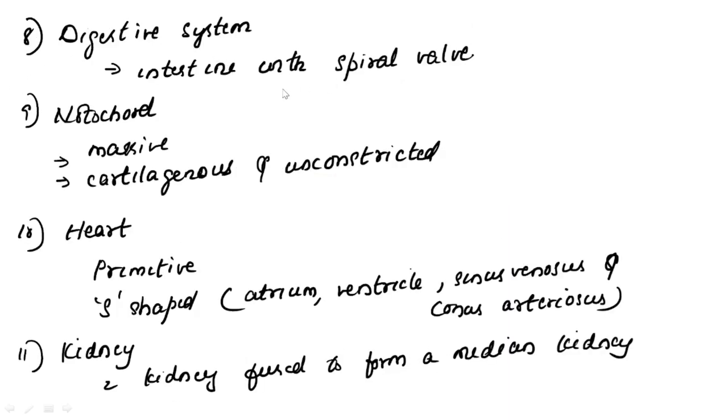Digestive system, the intestine is with a spiral valve. Regarding this point also, I have told you in our former classes. Notochord is massive, it is cartilaginous and unconstricted. Heart, it is primitive and is S-shaped. It is with the atrium, ventricle, then sinus venosus and conus arteriosus. One auricle is there, ventricle is there, and the pouches, sinus venosus and conus arteriosus, are also present. Kidney, two kidneys are present. Both those kidneys fuse to form a median kidney.